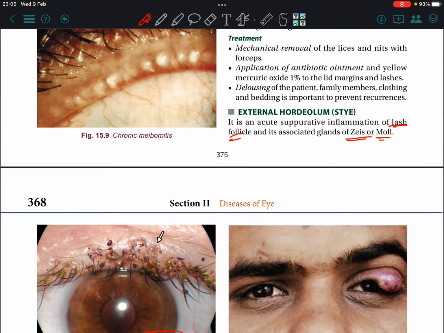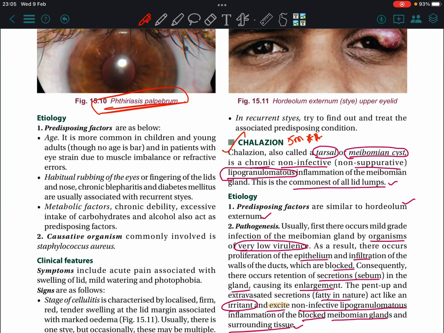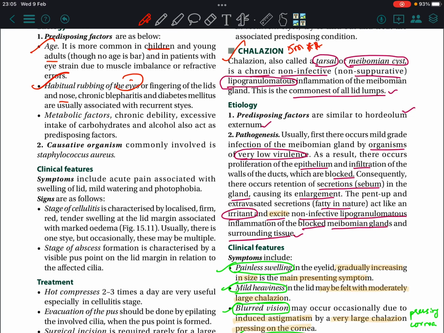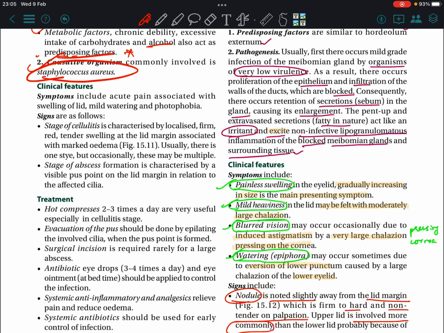Etiology of external hordeolum. Predisposing factors are age, more common in children and young adults, habitual rubbing of eyes or fingering the lids and nose. Chronic blepharitis and diabetes mellitus are usually associated with the recurrent stage. Metabolic factors, chronic debility, excessive intake of carbohydrates and alcohol also act as predisposing factors. The causative organism is commonly Staphylococcus aureus.